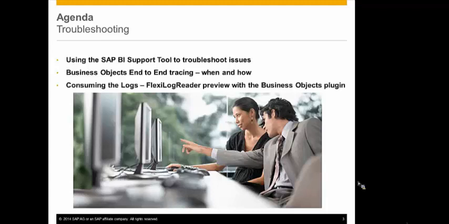Finally, we'll have a look at viewing the logs that we've collected through our end-to-end tracing or standard tracing, and the best way to have a look at those within the system using something called the GLF viewer, which is the existing viewer, and a quick preview of something called the FlexiLogReader, which will be released in the next couple of months, which helps reviewing those logs once you've gathered them.